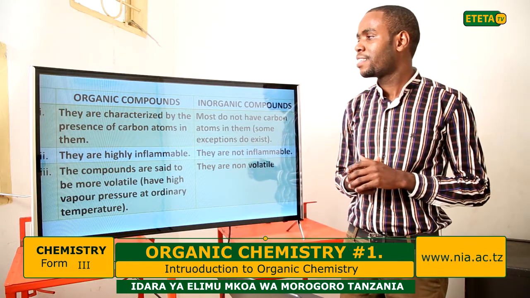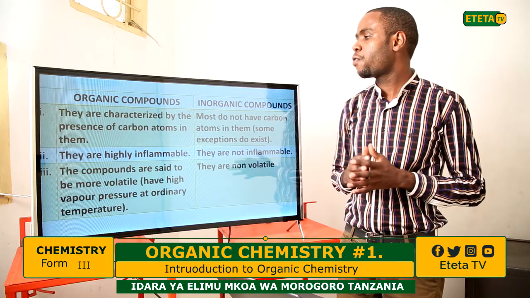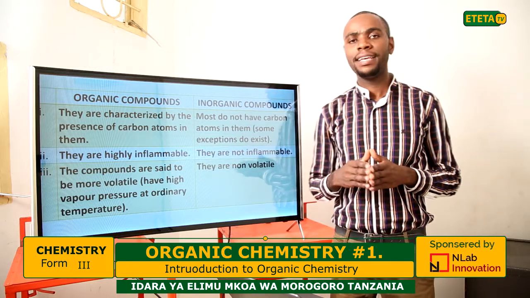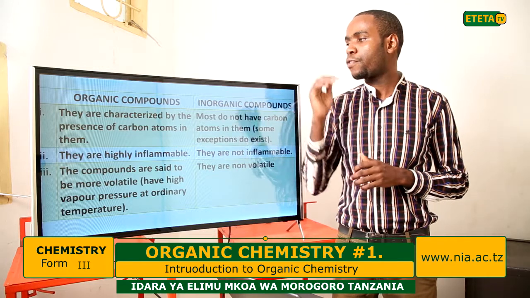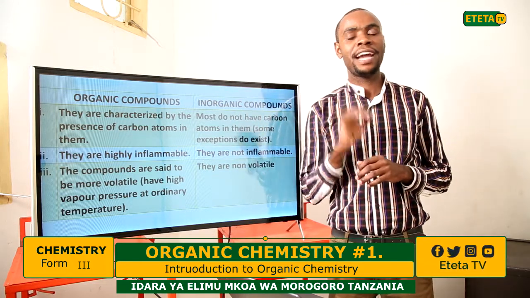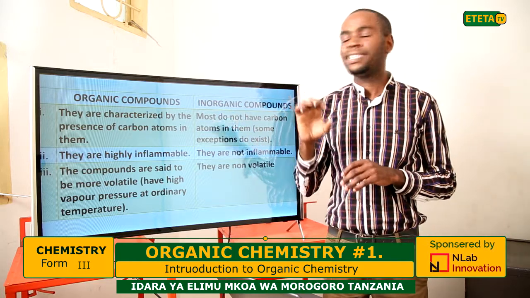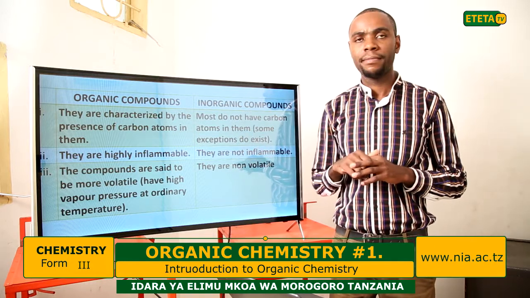First, organic compounds are characterized by the presence of carbon atoms in them. As I said, carbon is the backbone of organic compound. In the absence of carbon, the compound cannot be considered as organic compound. So the organic compound is characterized by the presence of carbon atom in them.